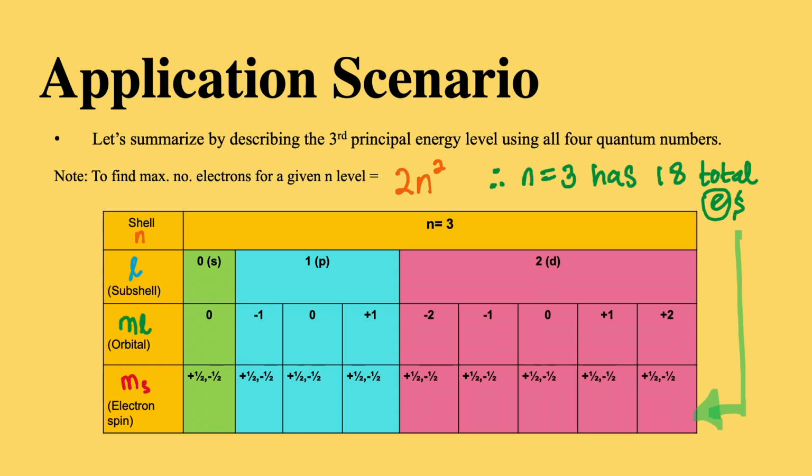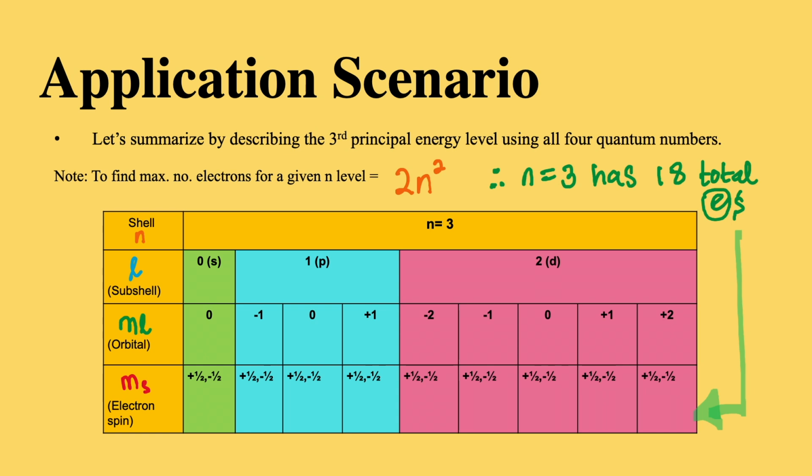The S subshell has only one orbital with the ML value of 0. P subshell has 3 orbitals with ML values of negative 1, 0, and plus 1. D subshell has 5 orbitals with ML values of negative 2, negative 1, 0, plus 1, and plus 2. As previously mentioned, each orbital has a maximum of 2 electrons with spins of positive half and negative half.